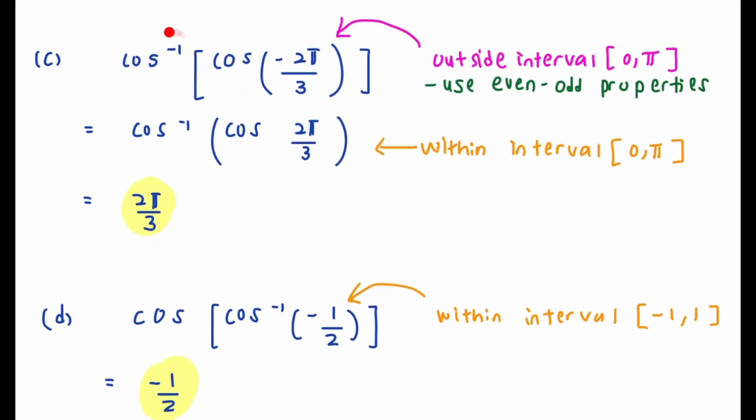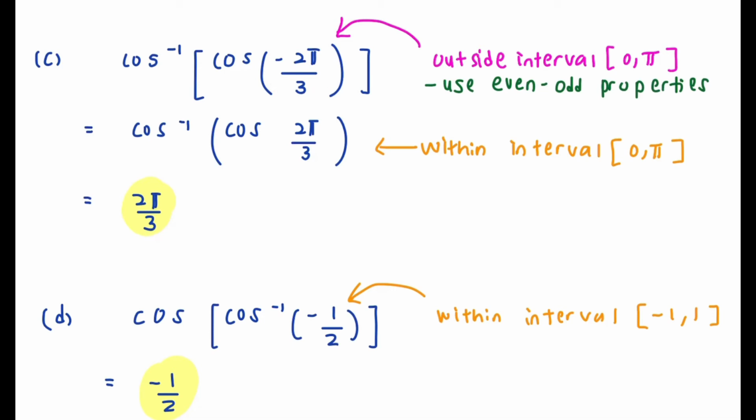This is almost the same as part B. Inverse cos compose cos negative 2 pi over 3. So obviously, this is a negative angle. This is outside of the interval 0 and pi. So we need to adjust this. We need to use reference angle.